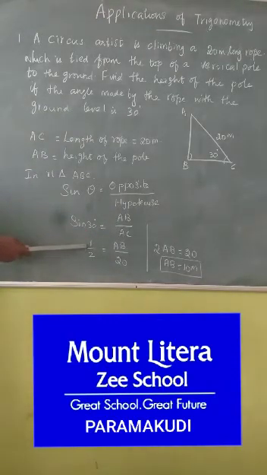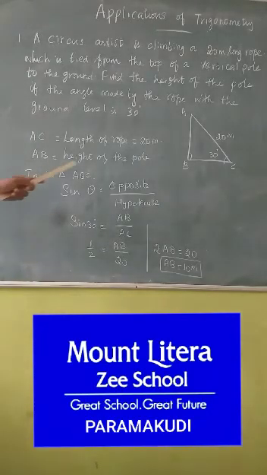Sin 30 value is 1 by 2. So 1 by 2 is equal to AB by 20. Cross multiplying, 2AB is equal to 20. So AB is equal to 10 meters. What is AB? The height of the pole. Therefore, the height of the pole is 10 meters. Okay, like this you have to write.